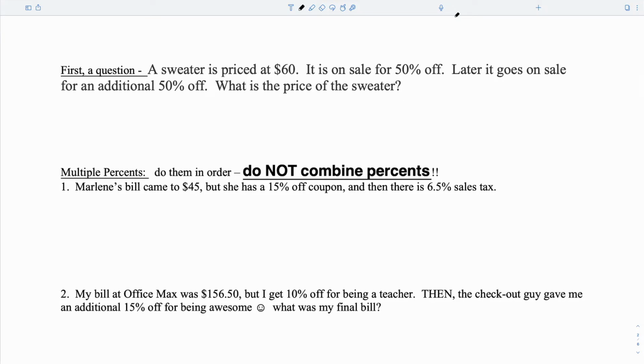Here's the question you're thinking about. A sweater's priced $60. You go to Nordstrom, or whatever, wherever you go. What's another cool clothing shop? Nike. Nike is a cool shop. So you go to Nike, you get some cool Nike sweatshirts, hoodies. They're on sale 50% off. You see a 50% off sign, and you're like, sweet. Then you go to the checkout, and she's like, hey, this is actually an additional 50% off. What would the price of this sweater be if you have two 50% offs?